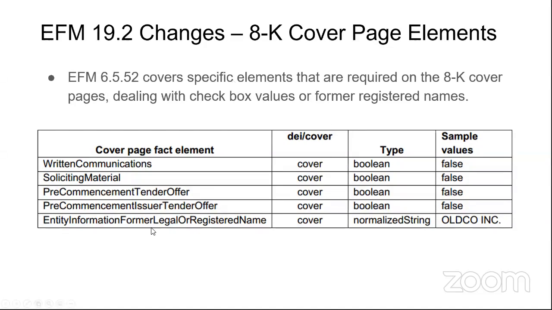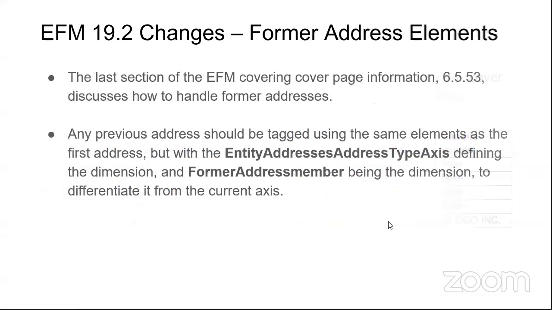There's also a value for a former legal or registered name. If that is being used on your 8K, you would tag that with your company's name. And this is just a normalized string, so you can put any value you want in there. There is also a provision for former address elements. If you have a complete former address that needs to be tagged, you can dimensionalize the address elements by using the entity addresses address type axis as your dimension, and former address member as your member for the dimension to differentiate it from the other elements you're using for your current filing.